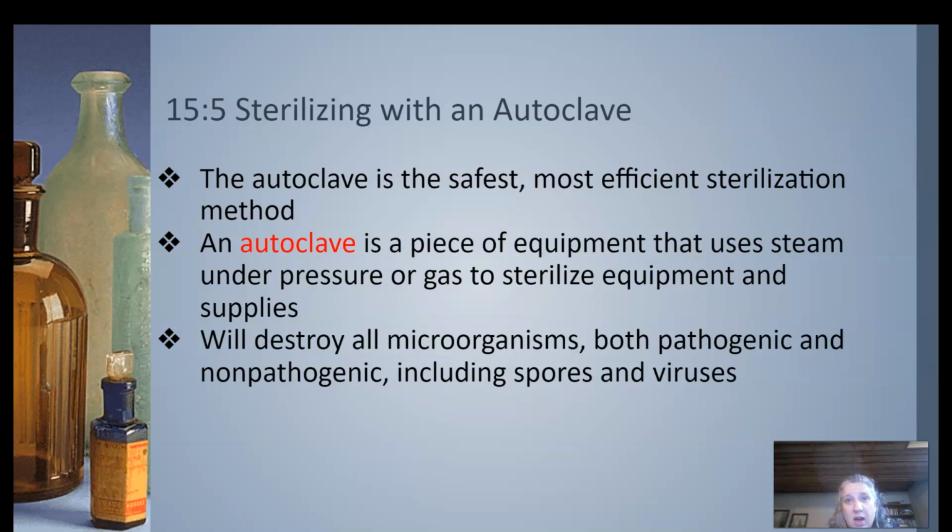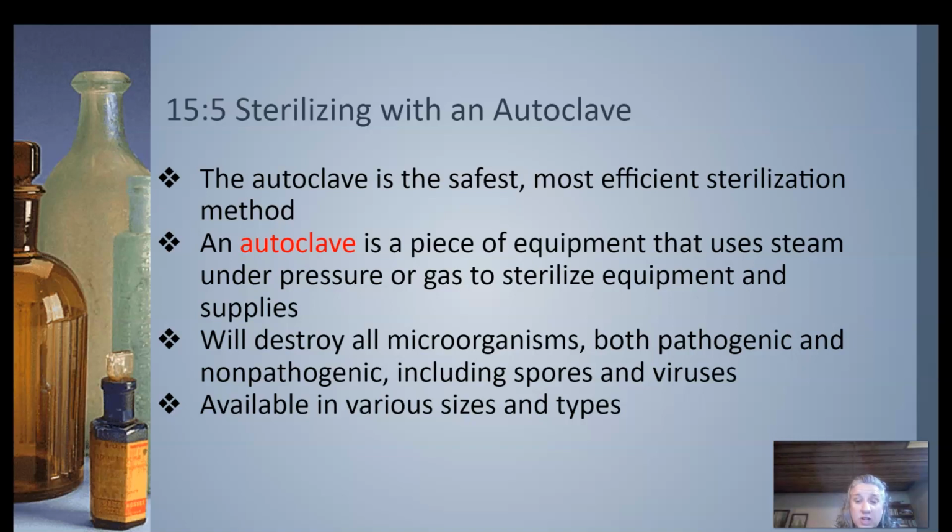Antiseptic, we talked about chemical disinfection, we talked about sterilizing. Sterilizing kills all microorganisms, both pathogenic and the non-pathogenic. So remember, the pathogenic ones are the ones that make you sick, and the non-pathogenic ones are microorganisms that do not make us sick. So sterilizing with the autoclave will kill all of those microorganisms, even those that have spores and the viruses. And the viruses, remember, are the harder ones to kill.